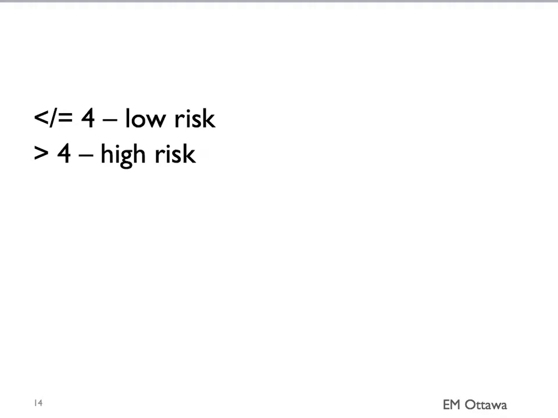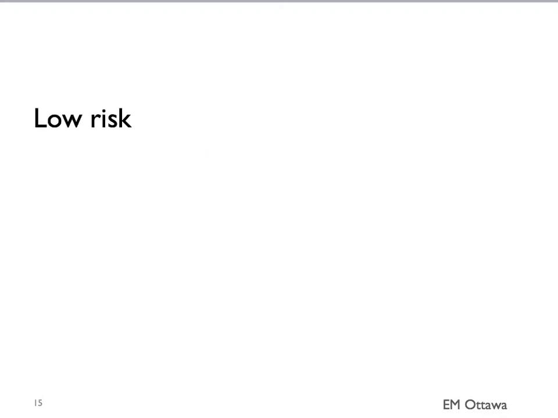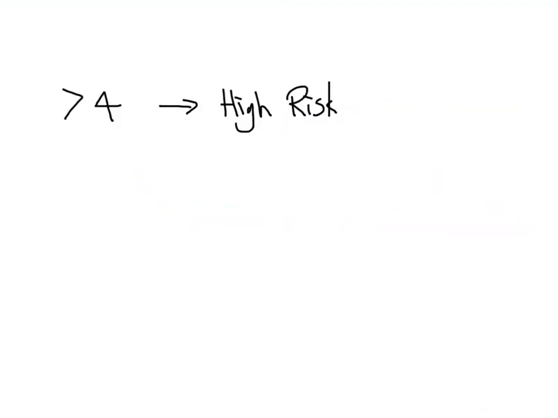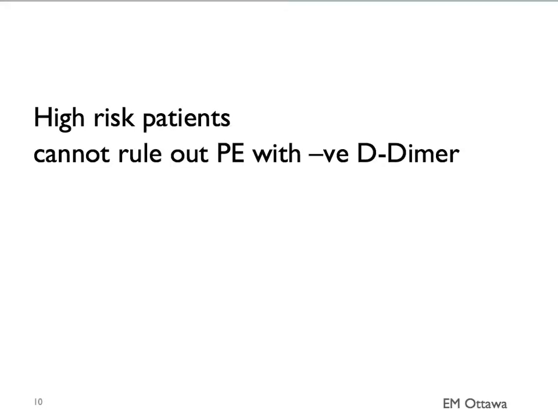If the patient is low risk, as we discussed before, we can use the D-dimer to help us. If the patient is low risk by the Wells score and their D-dimer is negative, our workup for the PE stops here. If the patient is low risk but their D-dimer is positive, they need to go on for further confirmatory imaging. If the patient's score is more than 4, then he or she is deemed high risk for PE. High-risk patients cannot be ruled out with a negative D-dimer. We need to go further into diagnostic imaging.